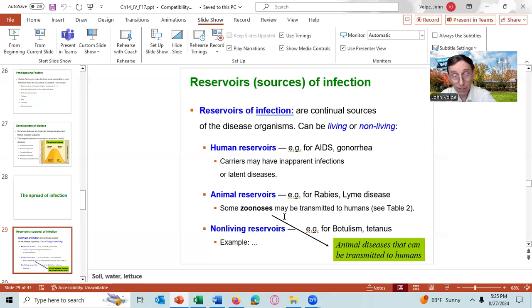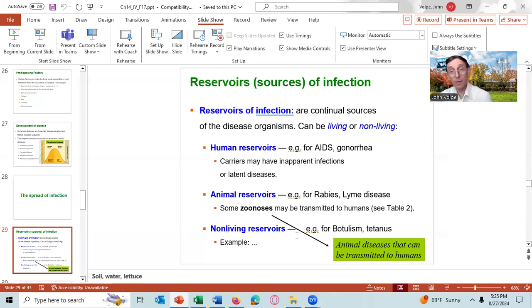Any question about any of that? And I guess if you get Lyme disease, you can't spread it to another human. You would need to be bitten by a tick, and then that tick would need to bite somebody else for the disease to spread from you to another person. And that means that they got it from the tick. Any question about any of that?